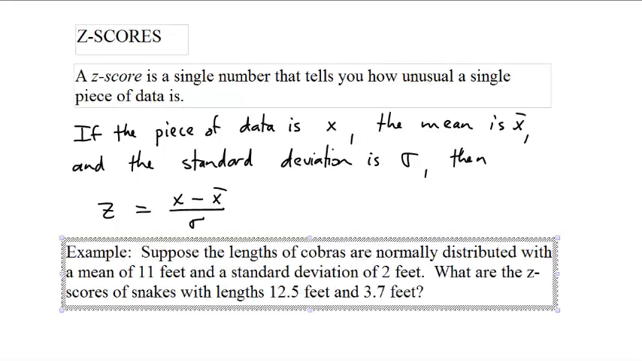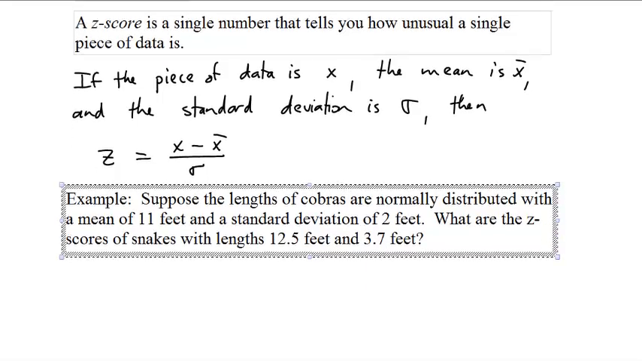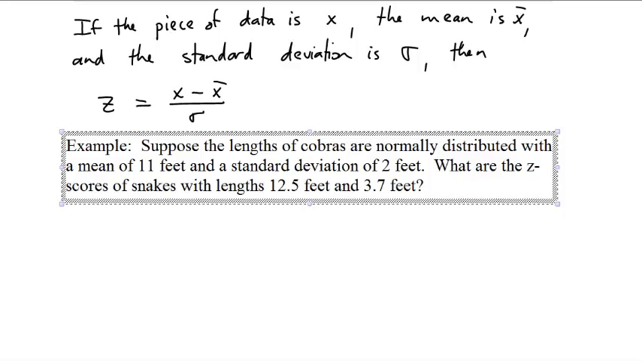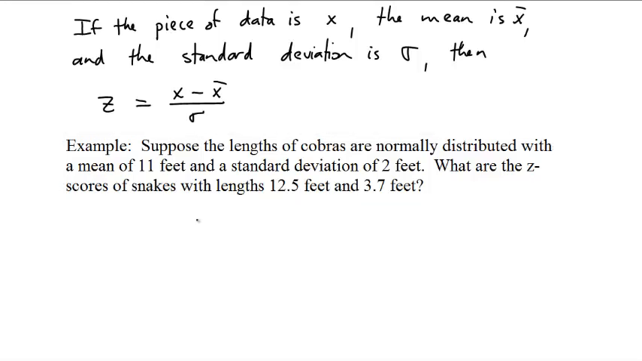Suppose the lengths of cobras are normally distributed with a mean of 11 feet and a standard deviation of 2 feet. What are the z-scores of snakes with lengths 12.5 feet and 3.7 feet? So you go out in your yard, you grab the first two cobras that you find. First one is 12.5 feet long. You say, hey, how unusual is that? Well, let's see. Here, the mean is 11 feet. The standard deviation is 2 feet.